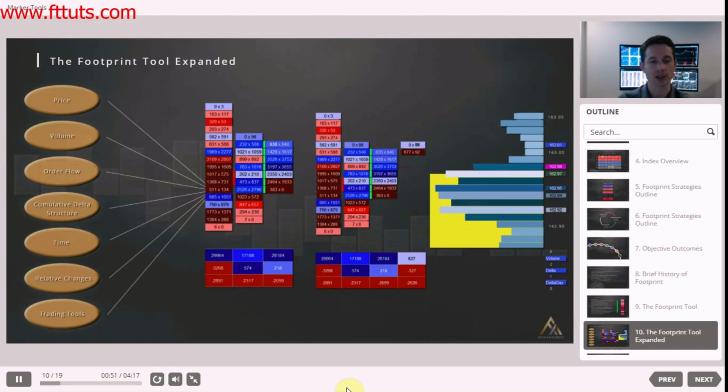So the first thing to look at is that the footprint shows us what is occurring at each price. Now, on the right side of this graphic, you can see how the prices are represented horizontally. Second to that, we can see the volume within each price. Now, not only can we see the total volume in the summary box below, but we can also see what is happening at every single price in terms of volume.